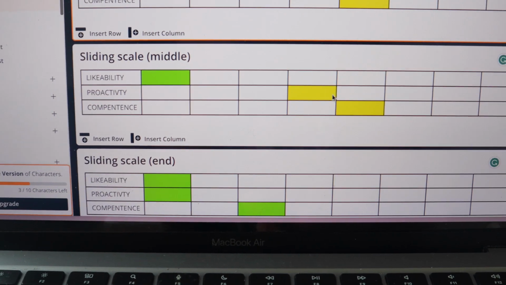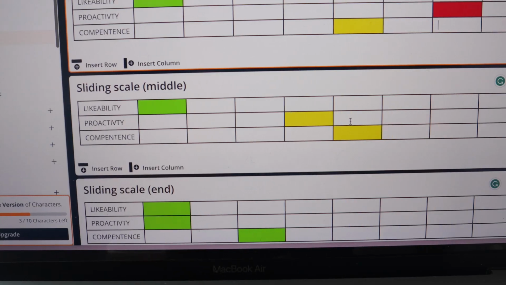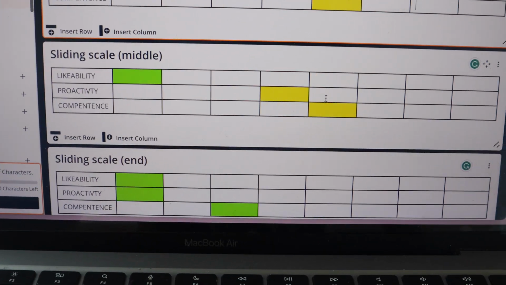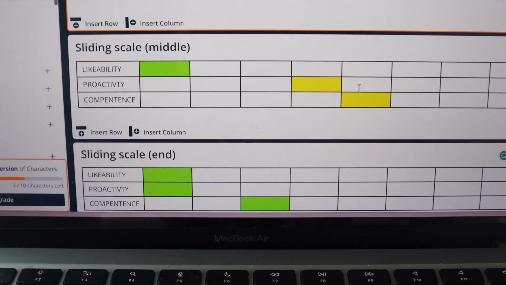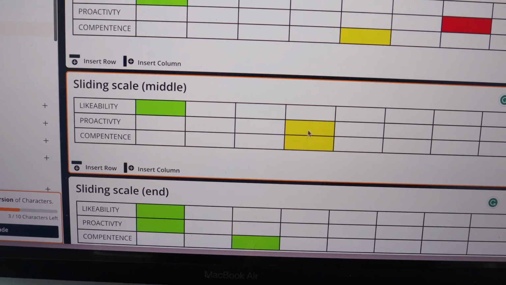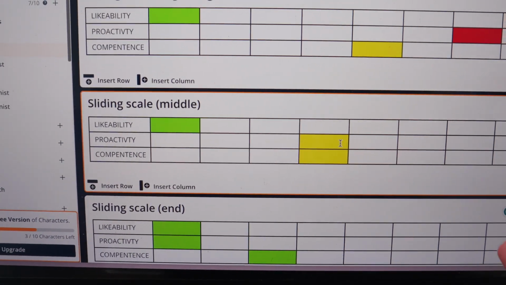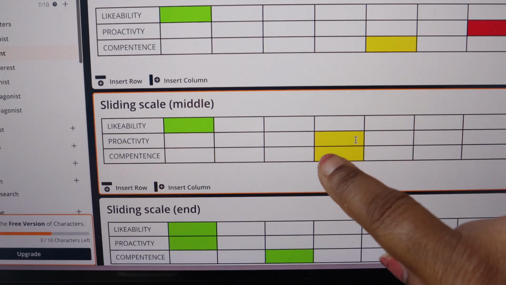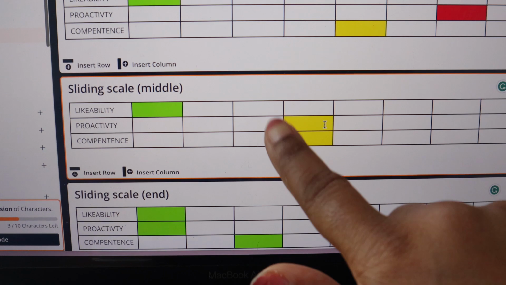For the middle of the book, her likability, as you can see, will just stay high, but her proactivity made a major jump from right here, because by the middle of the book, she's broken out of that rut of just staying home and not trying to achieve any of her dreams. She may not have achieved them, but she's trying to actually change her competence to be right on par with her proactivity, because it made sense that if her motivations are changing, then her competence with her progress and how she moves through the story should change too.